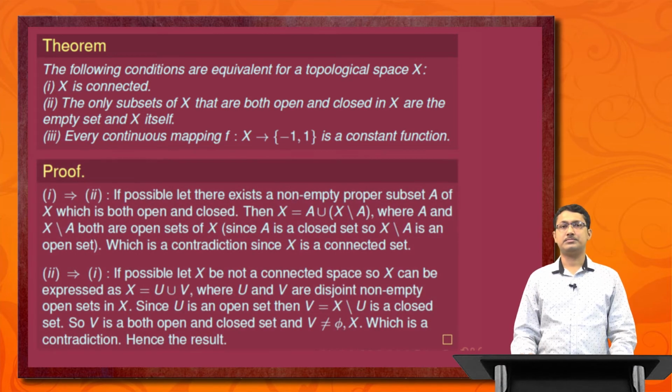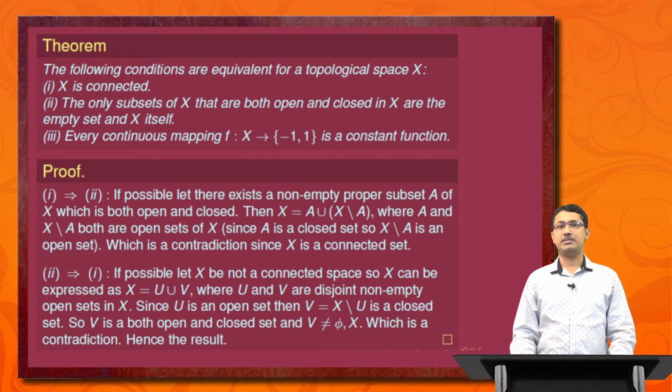Proof: 1 implies 2. That means we assume X is connected, to prove that the only subsets of X that are both open and closed in X are the empty set and X itself. If possible, let there exist a non-empty proper subset A of X which is both open and closed. That means property 2 does not hold.